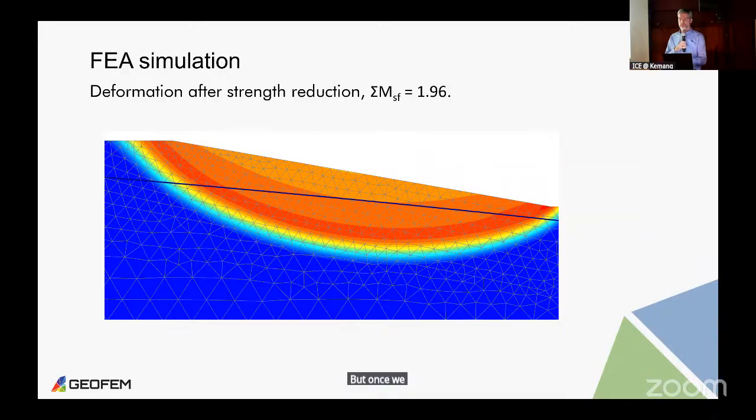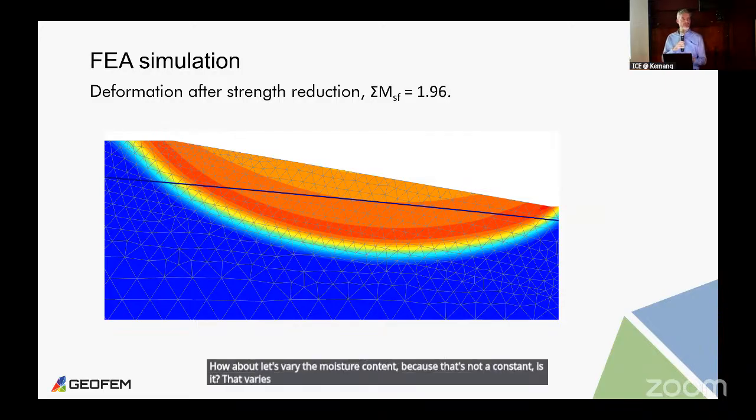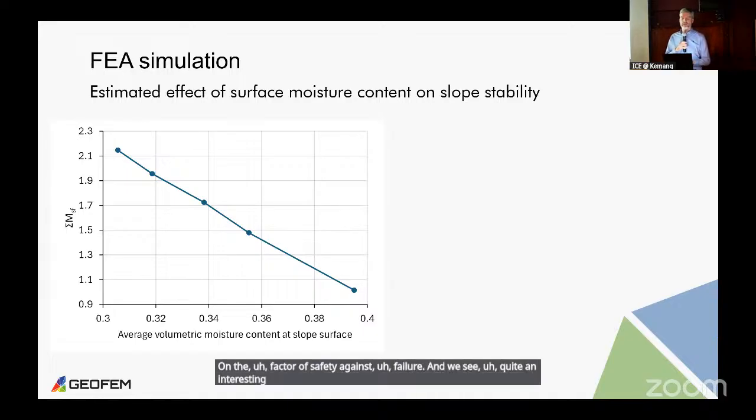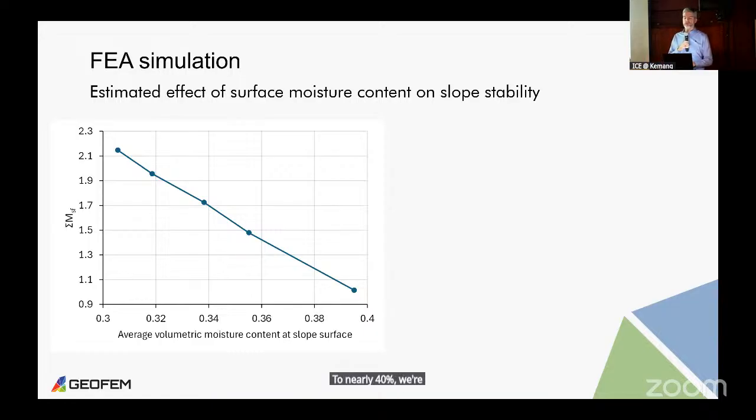But once we have this model, we can then undertake a parametric study. How about we vary the moisture content, because that's not a constant, is it? That varies with weather conditions. So let's vary the moisture content in the slope and see what the effect is on the factor of safety against failure. And we see quite an interesting effect there. If the moisture content were to increase to nearly 40%, we're predicting that the slope would be marginally stable. Useful information, but what can we do with that?